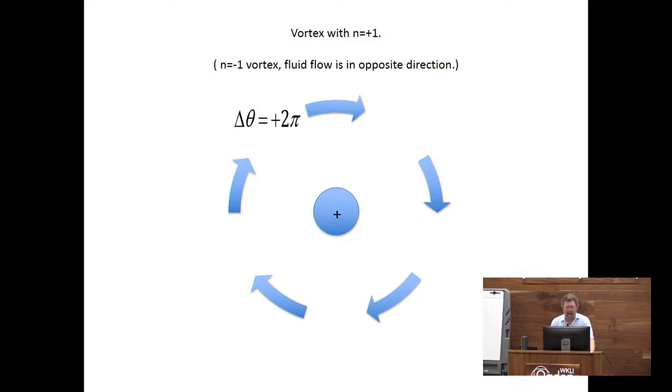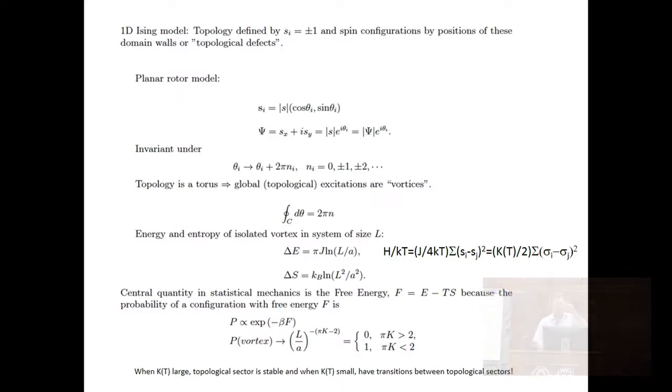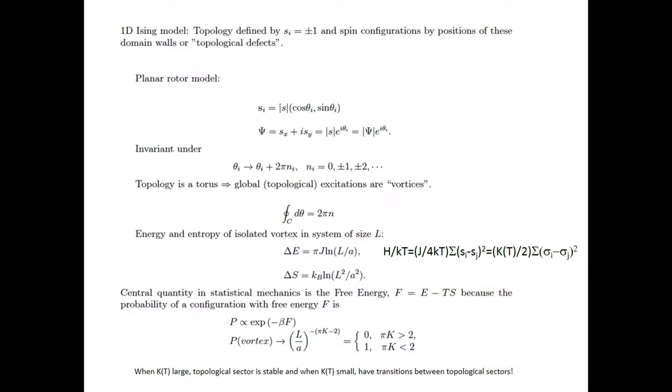Now, let's move back a little bit. Okay, so come back to the topology, the essential topology here. It's defined very simply by this little formula, that the integral of the phase of the order parameter round any contour must be a multiple of 2 pi.